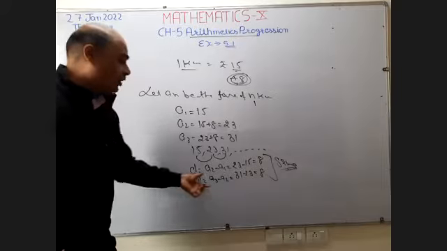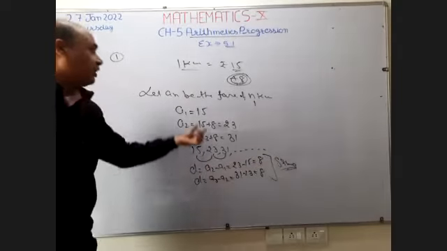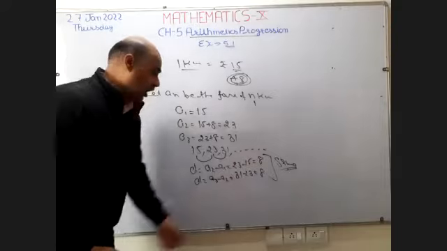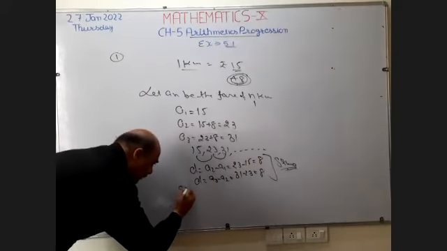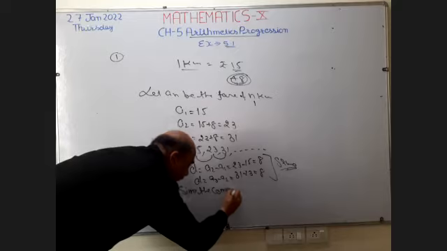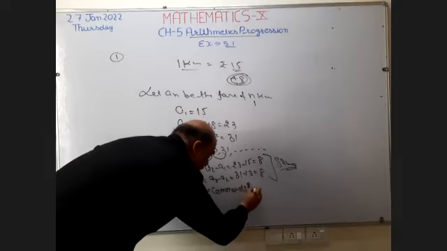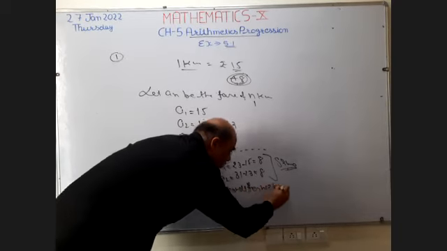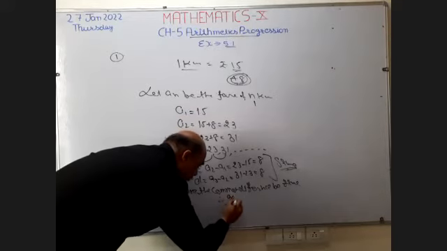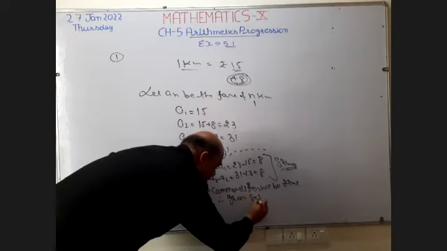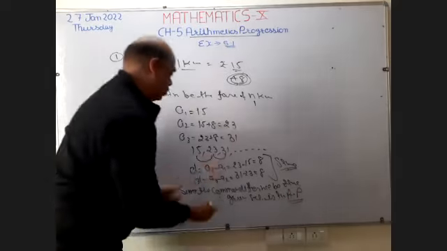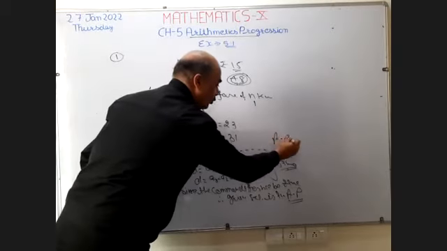So since the common difference is going to remain the same, therefore the given sequence is in the form of an AP. So you have to write: since the common difference is the same, therefore the given sequence is an AP. This means the given sequence is going to form an arithmetic progression.